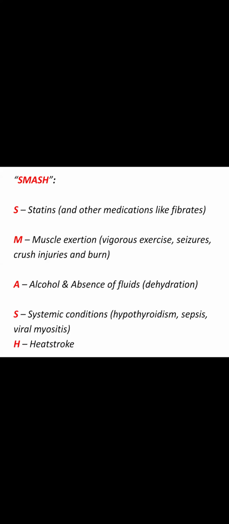Then the second S is systemic conditions, like what? Hypothyroidism. By the way, hypothyroidism per se might increase the risk of developing rhabdomyolysis. You need to combine this, of course, with other factors like dehydration, statin, injury, or overexertion. However, hypothyroidism per se is known to be a risk factor for rhabdomyolysis. Then the H is for heat stroke.